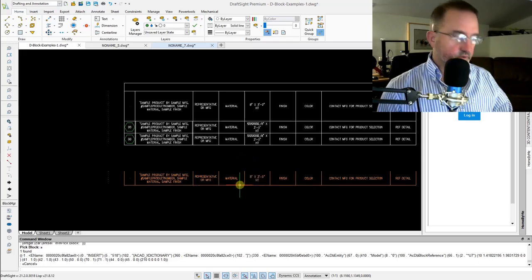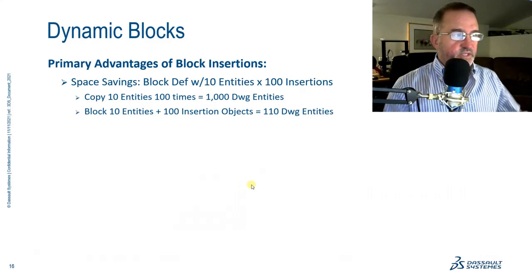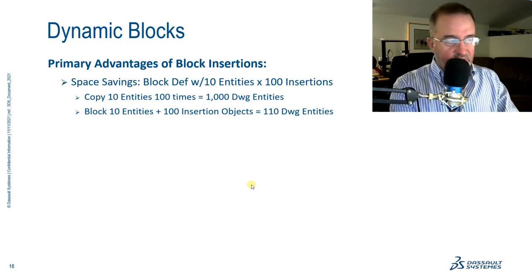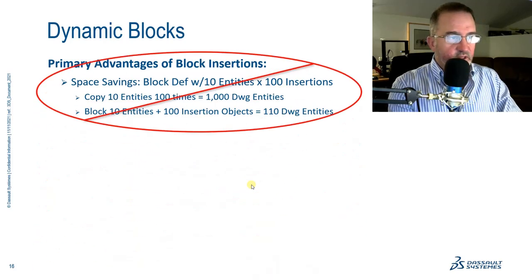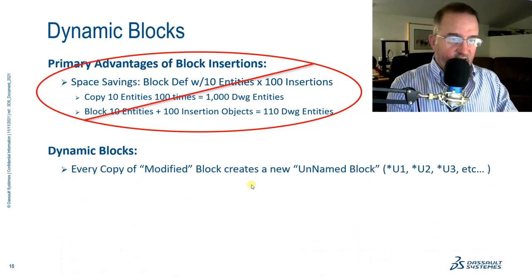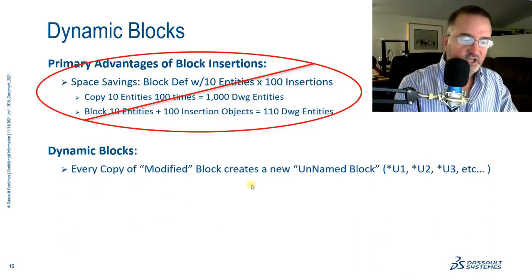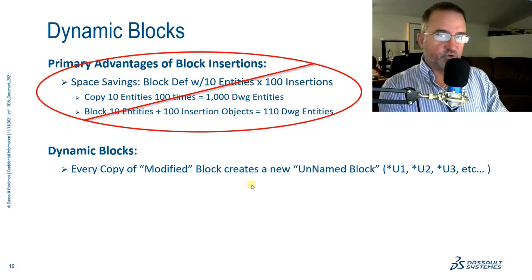Well, why is that important? Let's take a look at this. If we remember the advantage of having space savings with blocks, if I copy that block and insert it multiple times, I'm only getting one object. But now that rule no longer applies. If I have a dynamic block, every time I modify it, it's a new name, even if I change it back to being similar to another block.